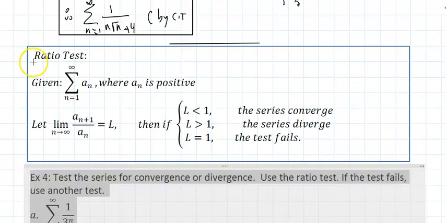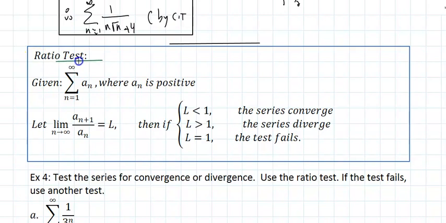So we have the famous ratio test. This is what it says. This test is very useful if you are dealing with an exponential or a factorial. Given a series, where a sub n is positive, that's fine. You take the limit as n approaches infinity of a sub n plus 1 over a sub n. We'll talk about what that means in a minute. You take that limit and you get a value.